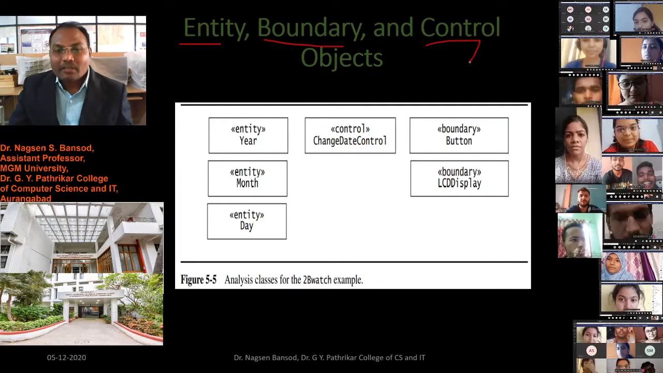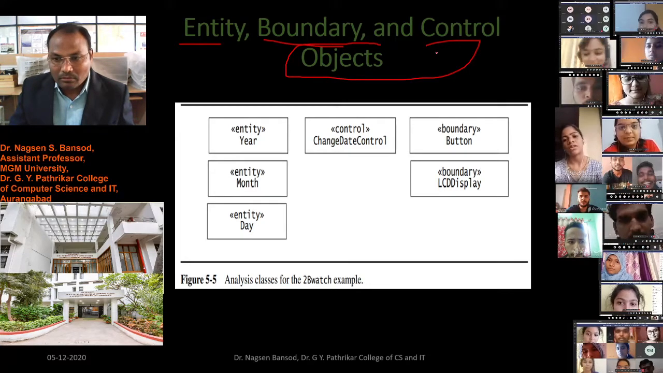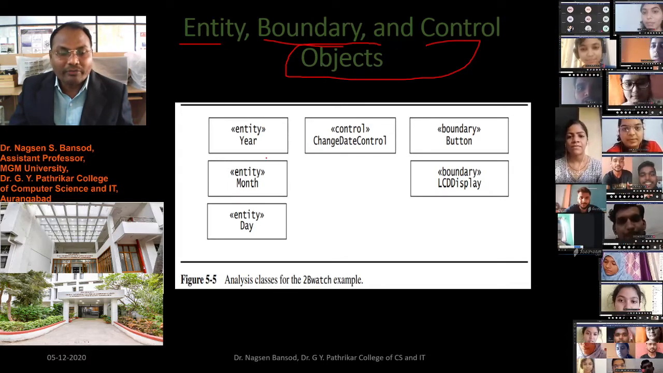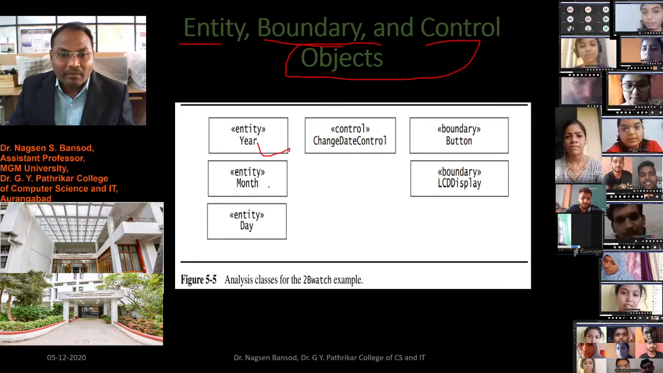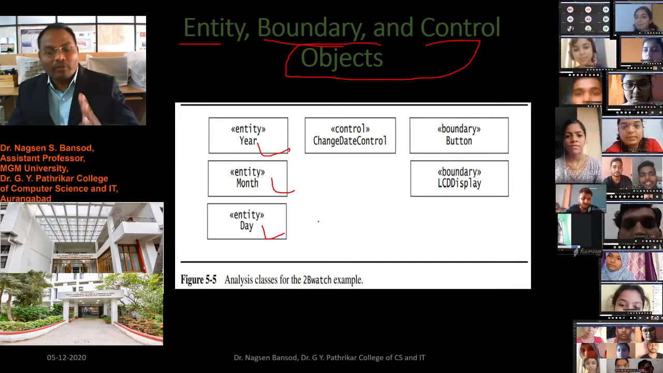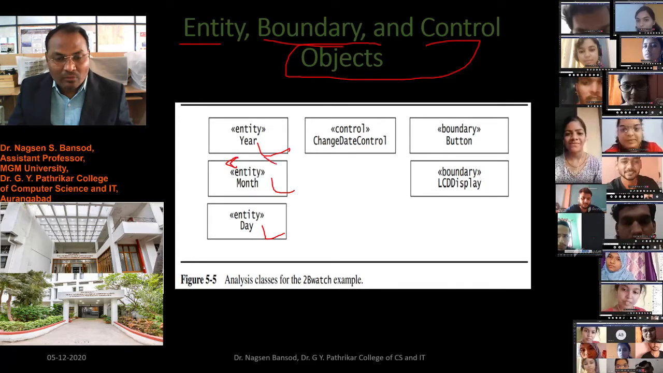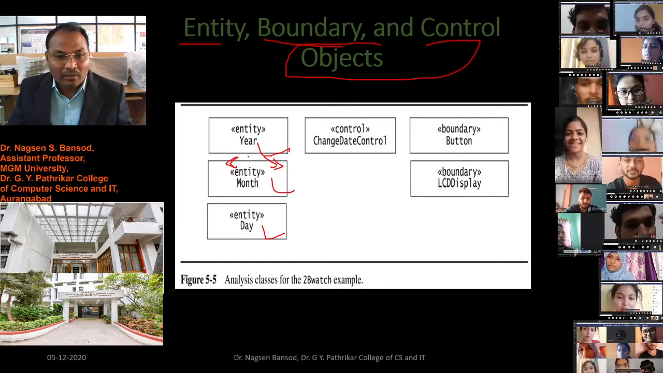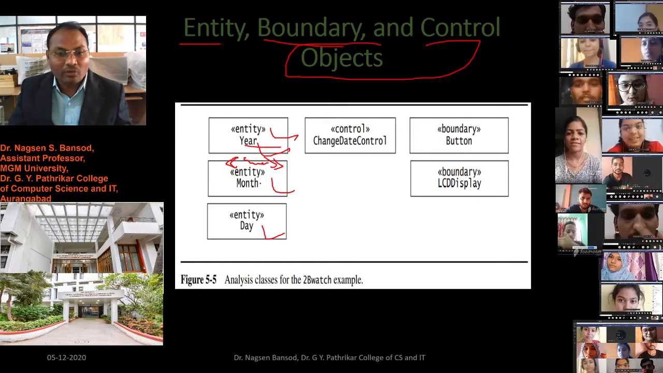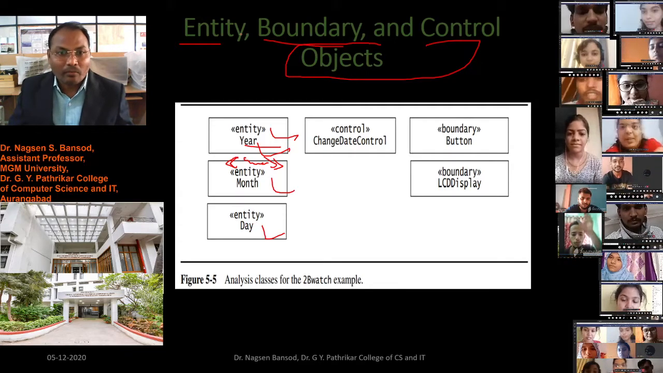Entity, boundary and control objects. We are discussing entity, boundary and control objects. And which are the entities in the following figure? Year, month and date are the entities. To show that year, month and day are entities, we write in the stereotype, in opening and closing double brackets, entity. What is this year? It is an entity. What is this month? Month is an entity. What is this day? It is an entity.